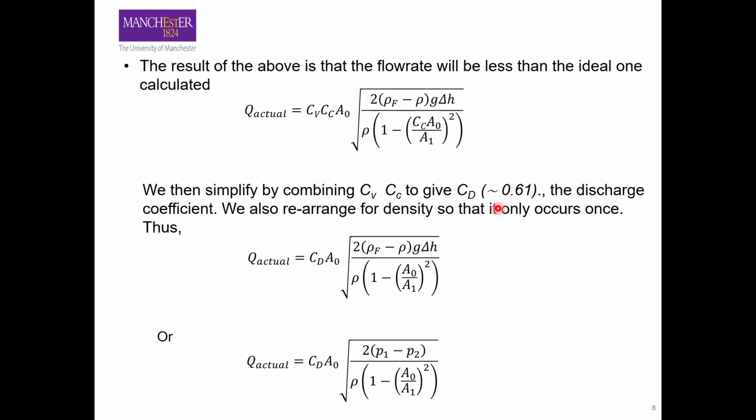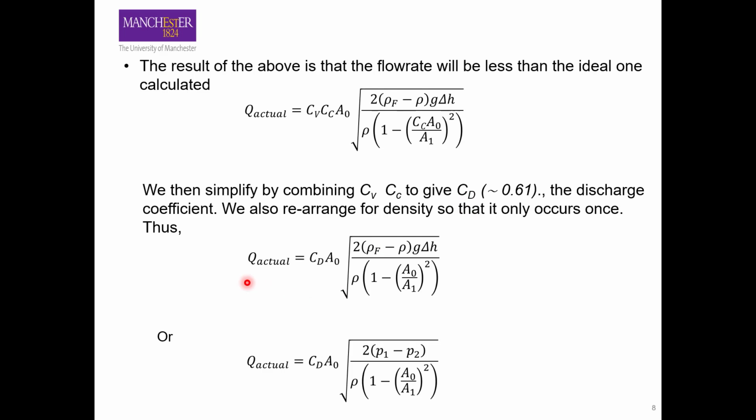And this discharge coefficient has a typical value of 0.61. But the value of this discharge coefficient is also dependent on, for example, the design of the orifice plate and the diameter of the pipe, and also the precise positioning of the tapping of these manometer legs, and it also depends on the Reynolds number. Okay, so this value is calculated based on experiments.